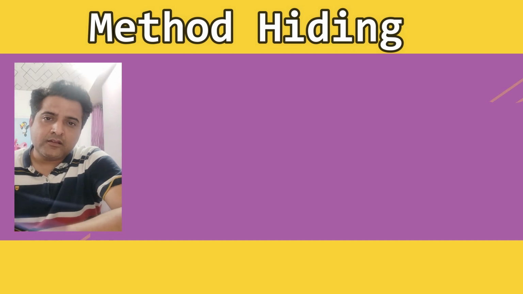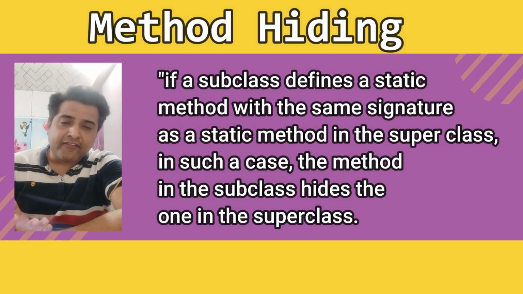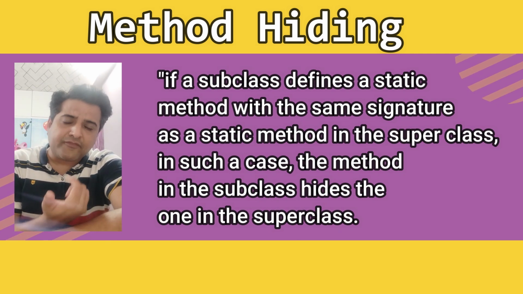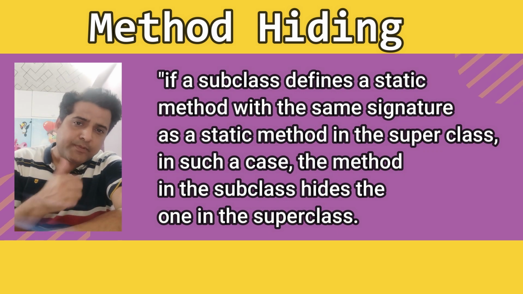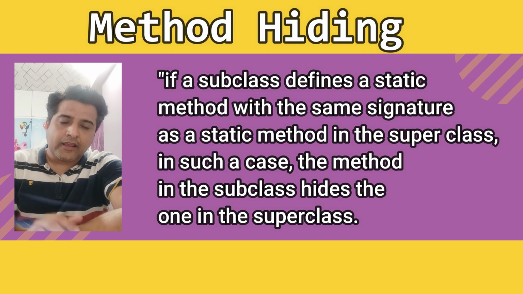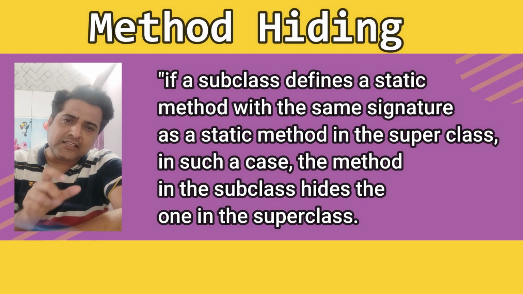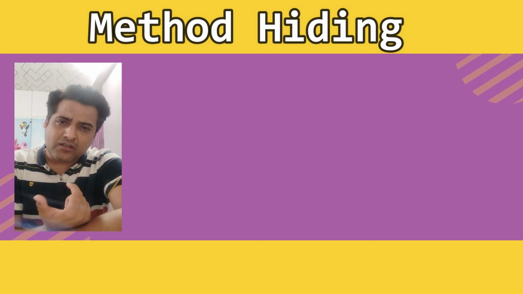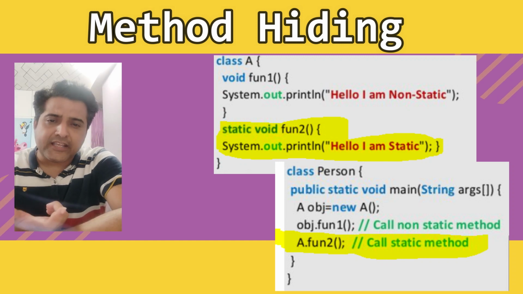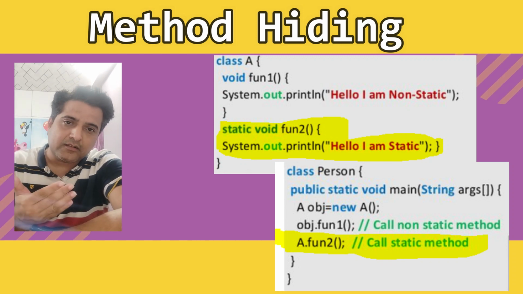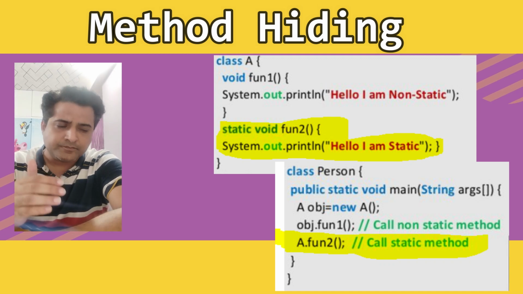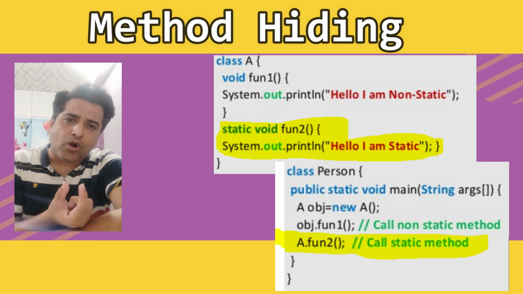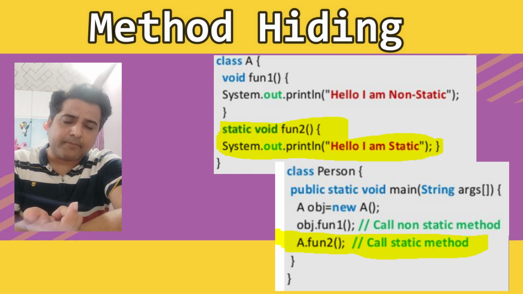What is method hiding? If your child class has a static method with the same method name and signature as a static method in the parent class, it means the child class is hiding the method of the parent class. When we apply the static keyword to a method, it is called by its class name. It is not an instance method, where you create the object and then call the method.